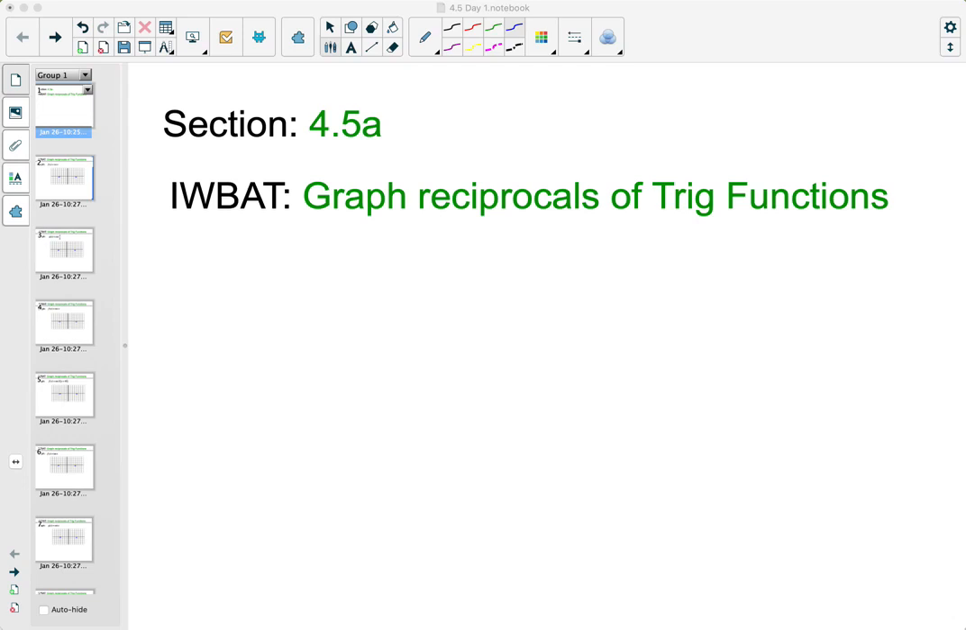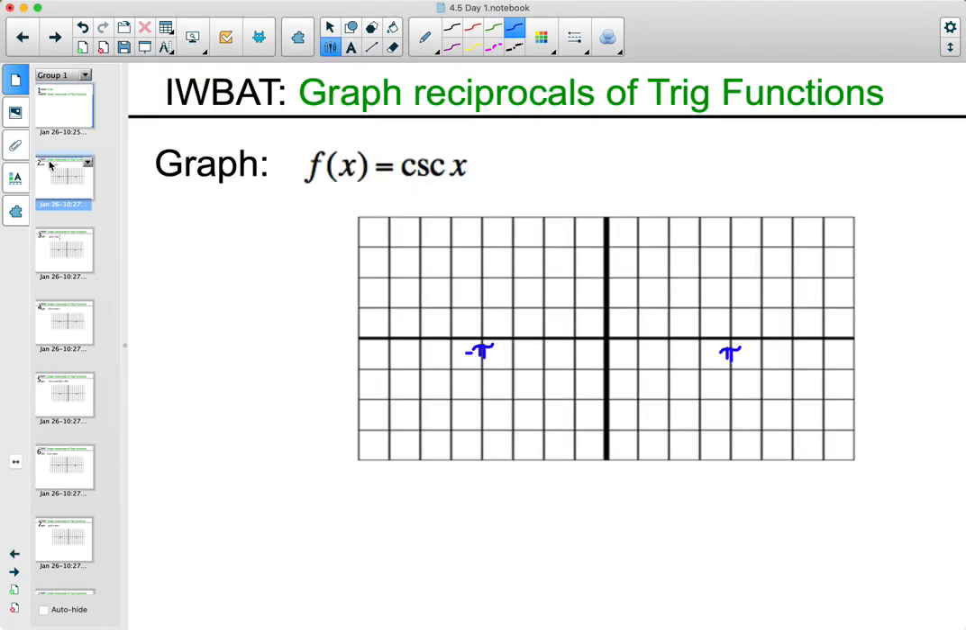In this video, we are going to take a look at how to graph reciprocal trig functions. So the first one that we are going to take a look at is the cosecant function. So remember that cosecant is the same as 1 over the sine function. So it is the reciprocal of the sine function. So reciprocal is just flip it over.